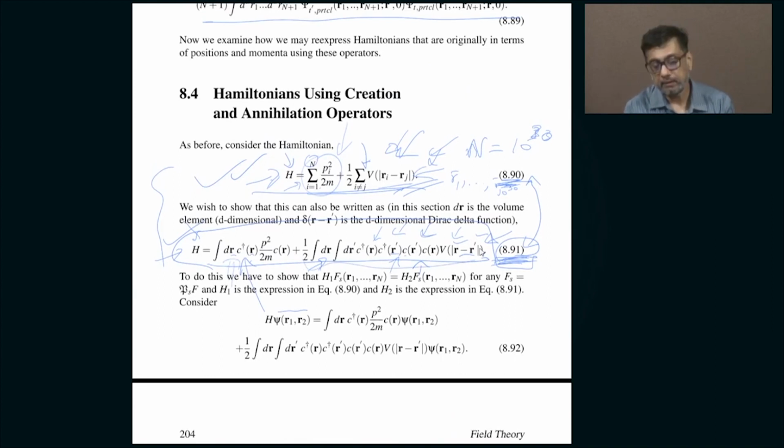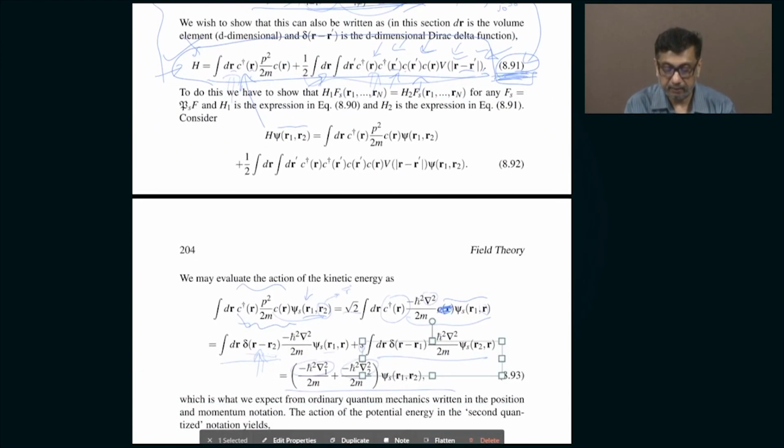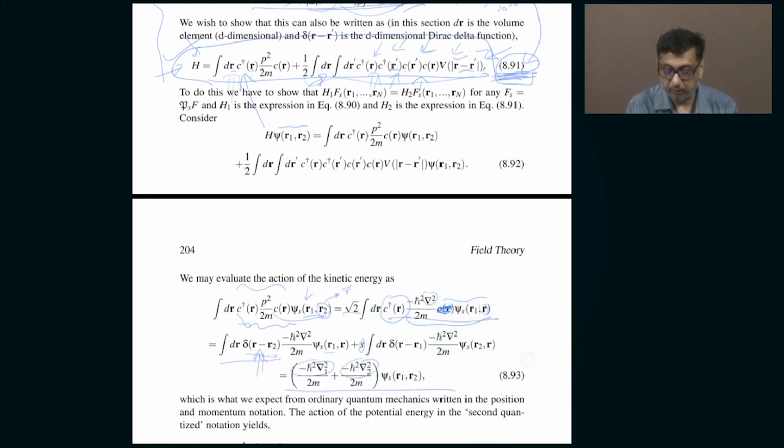So, that is more interesting, because I have to show you that this rather unfamiliar way of writing the interaction between particles, when you act it on the same wave function, namely the wave function which contained two particles, gives a result which would be the same as acting this on a wave function containing two particles. So, how do I prove that?